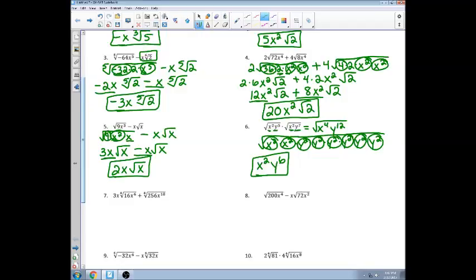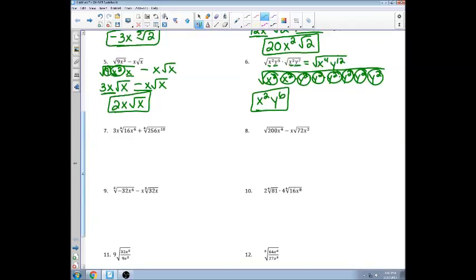Now we're back to our addition type problems. So I'm going to simplify my first radical first. Keep my 3x on the outside. Then I have the fourth root of. Is 16 a perfect fourth? Yes, it is. So I'll leave that as 16. Then I'll change my x to the 6th to an x to the 4th times x squared.